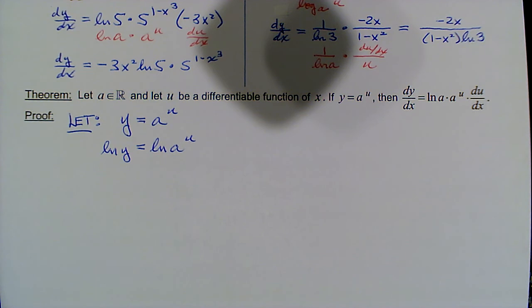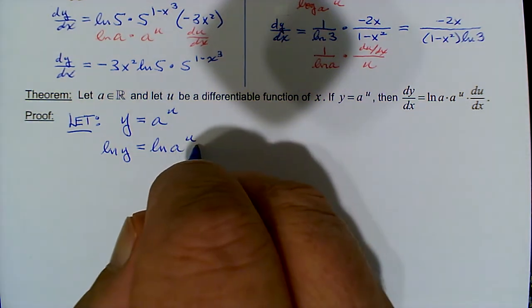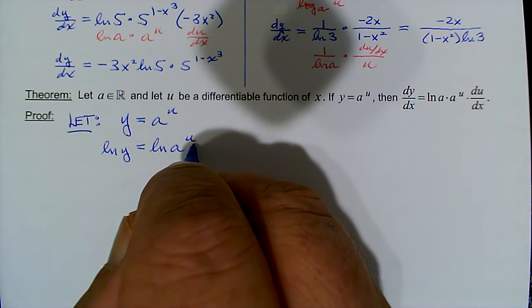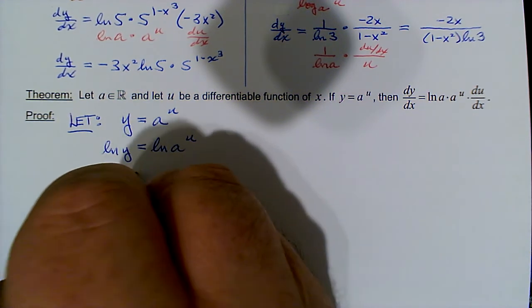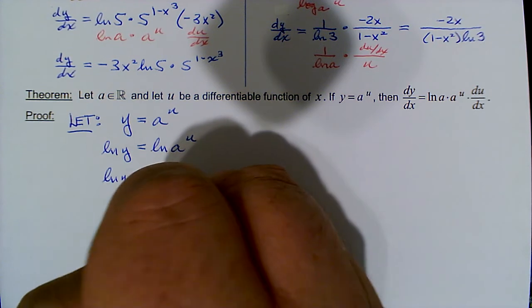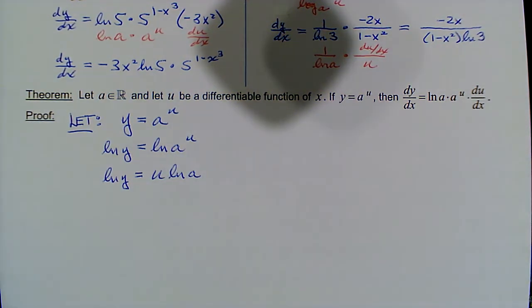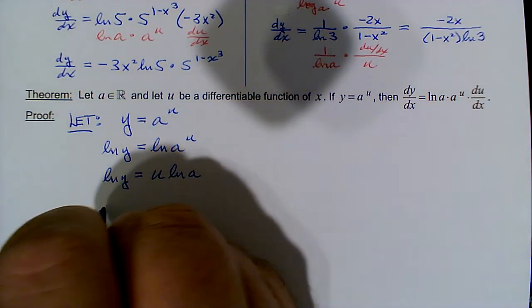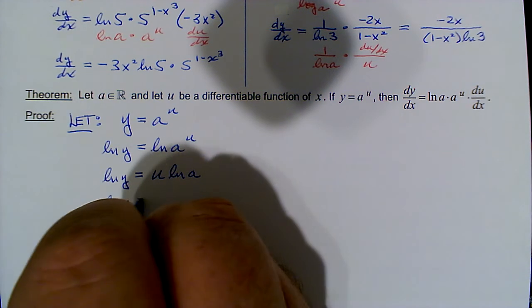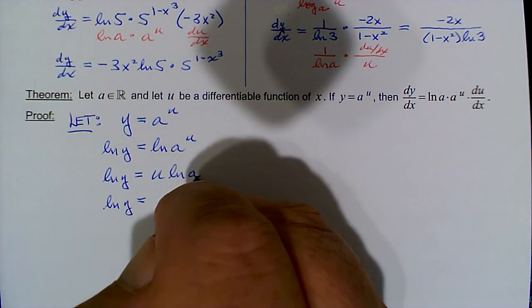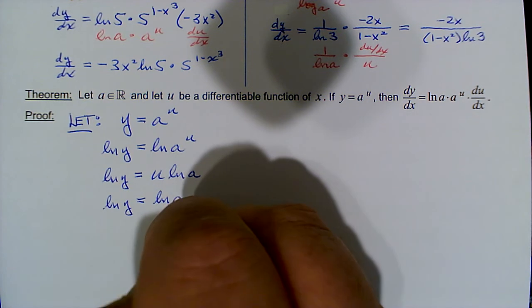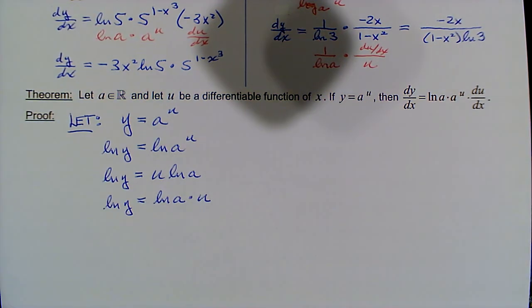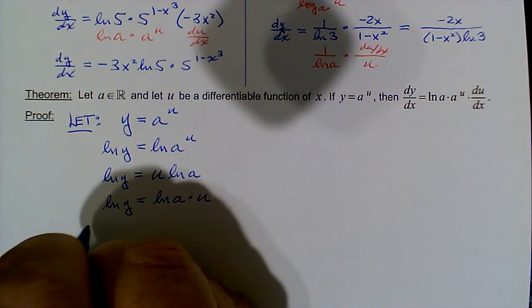And there's nothing we can do on the left-hand side, but we can simplify the right-hand side by using our power property for logarithms, our algebraic power property. So the natural log of y would be u times the natural log of a. Now, at that point, you don't have to do this, but I'm going to reverse the order of the natural log of a and u. So instead of u natural log of a, I'm going to write it as the natural log of a and then times u. And now I'm going to start the differentiation process.